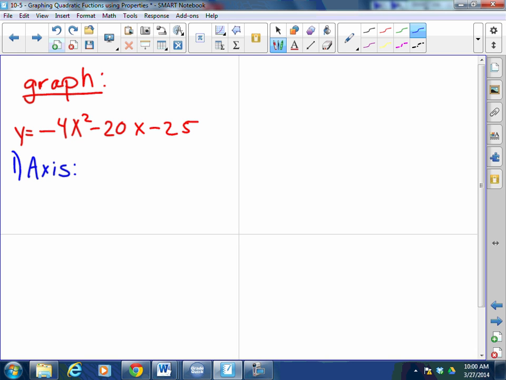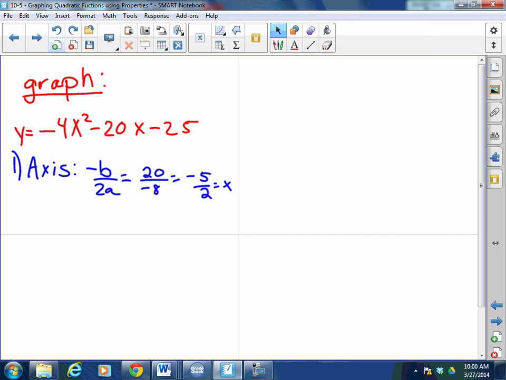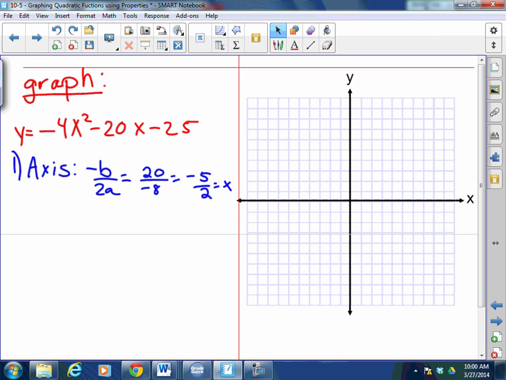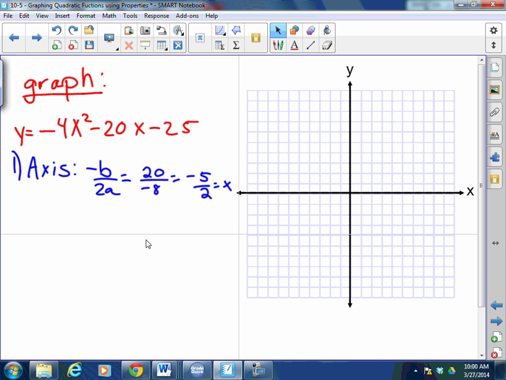What is the axis of symmetry here, my brothers? Guys, negative b over 2a. So what is my axis of symmetry here, guys? 20 over negative 8. So let's reduce that. Negative 5/2. Correct? Equals my x-axis, right? Negative 5/2 is basically negative 2.5, right? So right here, my axis of symmetry. Now my vertex.